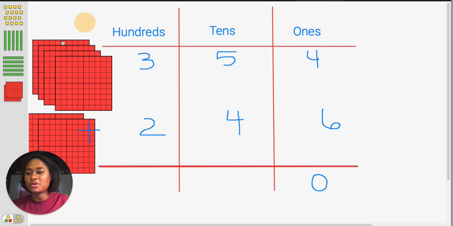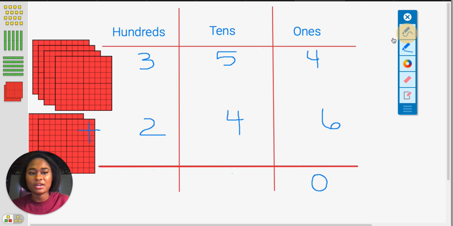Now in my hundreds place, I have 1, 2, 3, 4, 5, 6 hundreds. So I'll write a 6 in my hundreds place. And whoops, totally forgot to write the 0 for here in the tens place. Sorry guys. So let me back up a little bit.